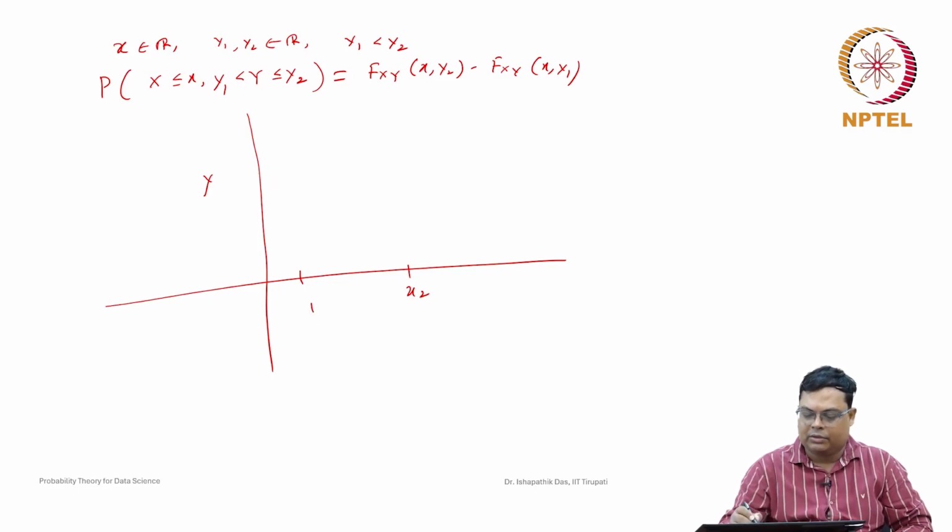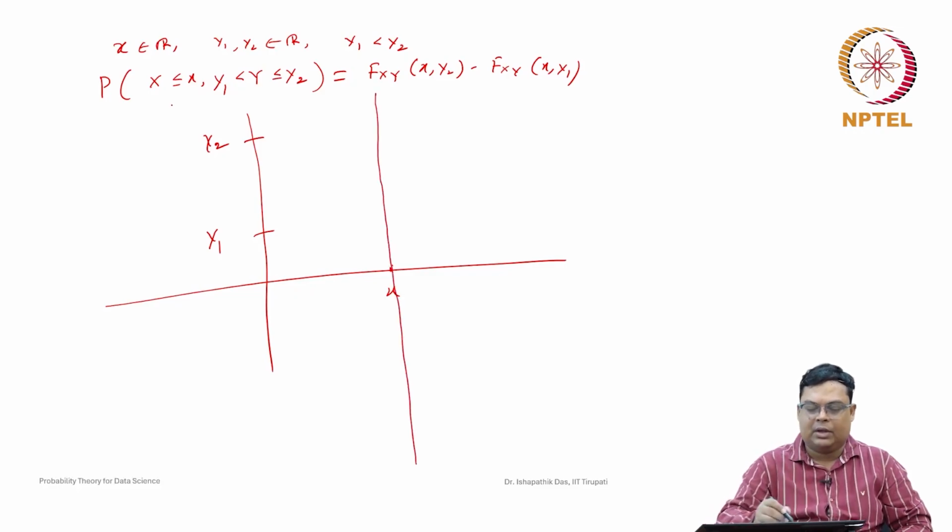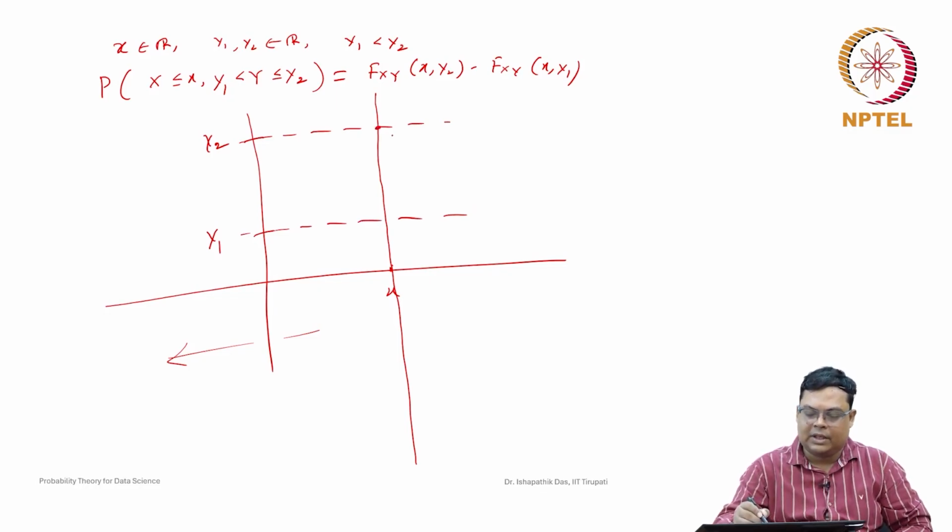There are 2 points y1 and y2, we are proving the last result that we have already proved. So, there are 2 points y1 and y2, and one x is there. Now, it is asking the probability that x is less than or equal to x, that means the probability of this part, and y will be between y2 and y1. So, this is y2 and this is y1. This value is x y2 and this is x y1.